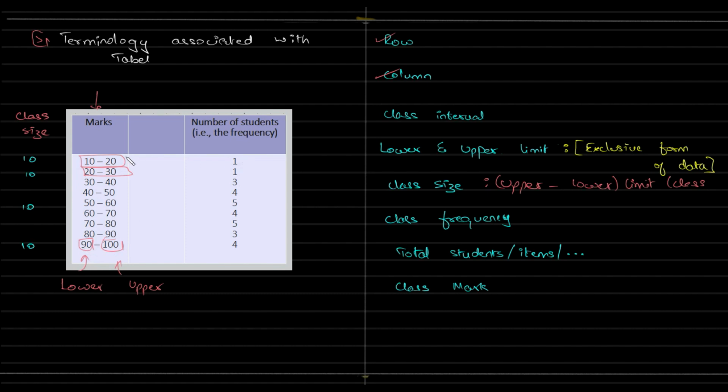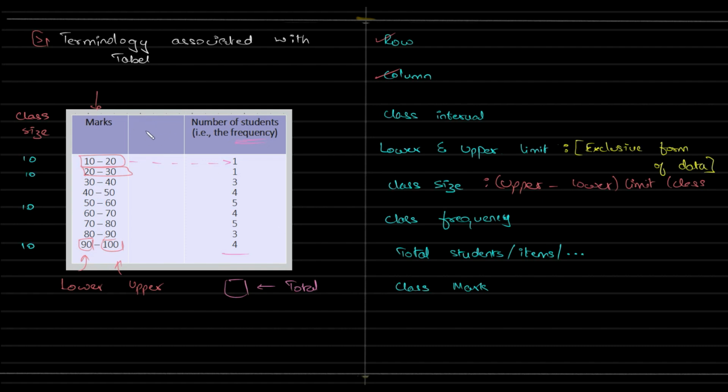Class frequency is nothing but that particular value associated with the class. The total of the frequency will always give you the total number of people or things that were surveyed. So this will give you the total of whatever we are talking about. The total of the frequency will give you the total number of things that we have counted.